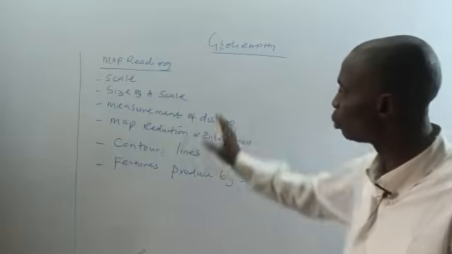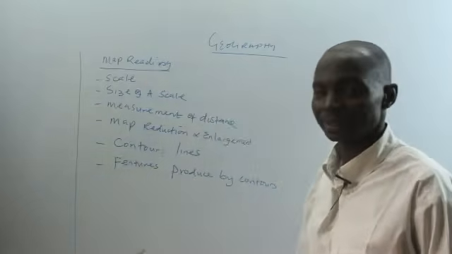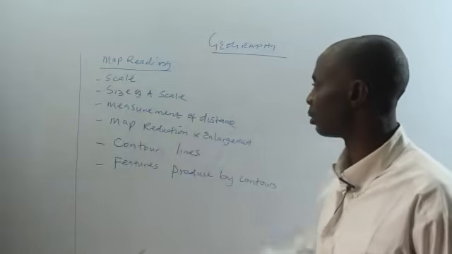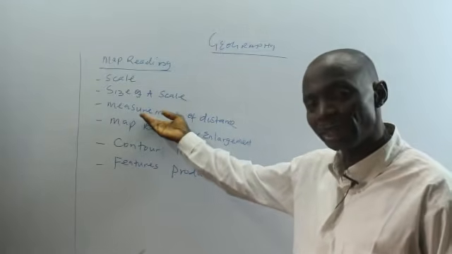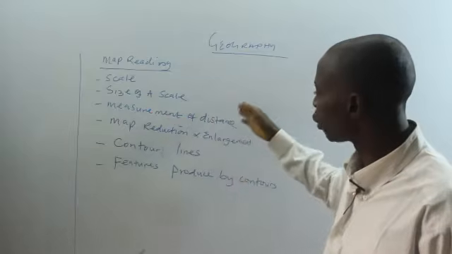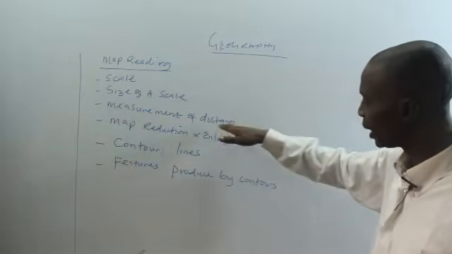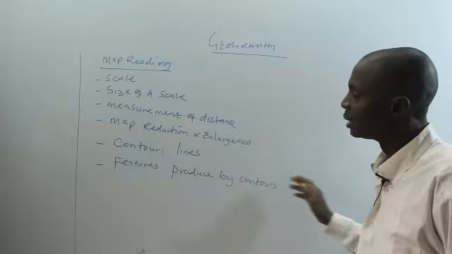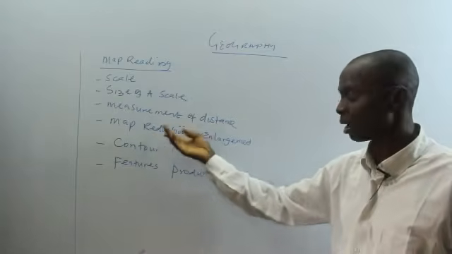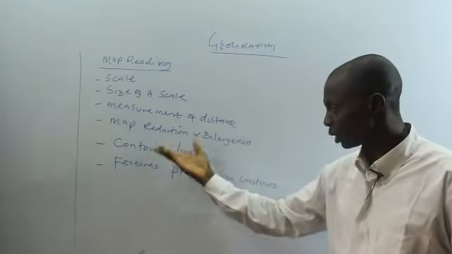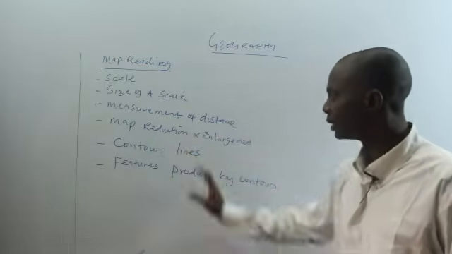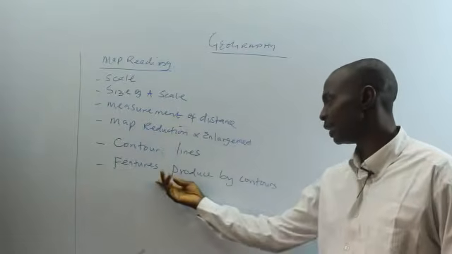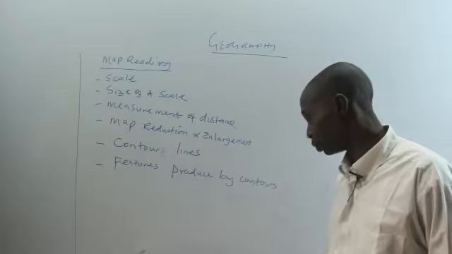So this morning we are going to look at, number 1, what is a scale? Number 2, the size of a scale. Number 3, how to take a measurement of distance on the map, then compare that measurement to the actual distance on the ground. Then we look at map reduction and map enlargement. And we look at some imaginary lines drawn on the maps. We call them the contour lines. Then the features these contour lines produce.